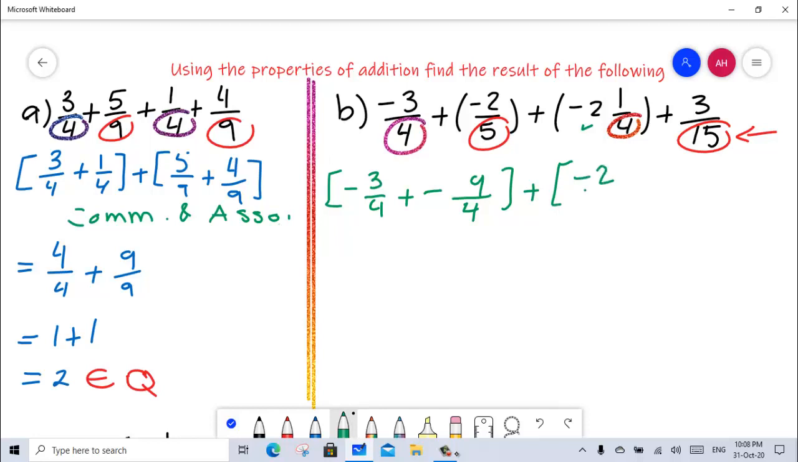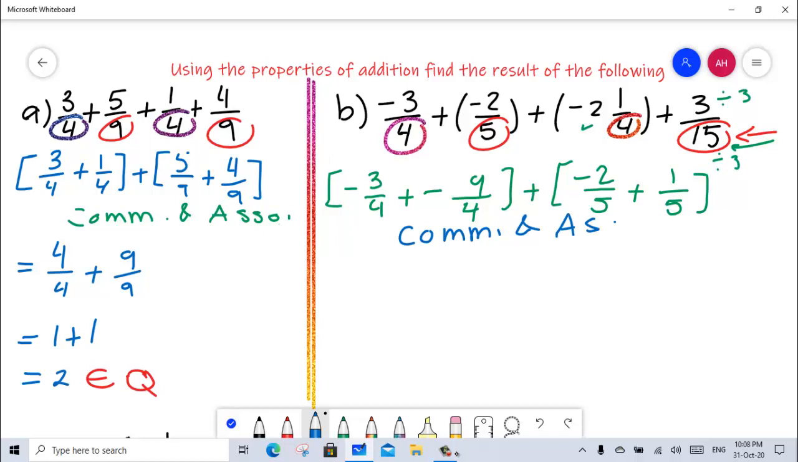We have here negative 2 over 5 plus 3 over 15. We said that we are going to change this 15 to be 5 by dividing both the numerator and the denominator by 3. So as a result, I am going to have here 1 over 5. Don't forget to write in this step that we have done commutative and associative property. And let's go and complete our answer. Negative 3 over 4 plus negative 9 over 4, this is equal to negative 12 over 4. Plus negative 2 over 5 plus 1 over 5, this is negative 1 over 5.